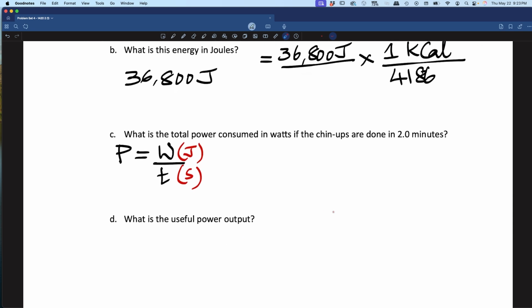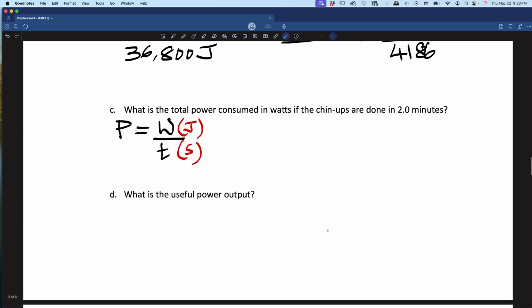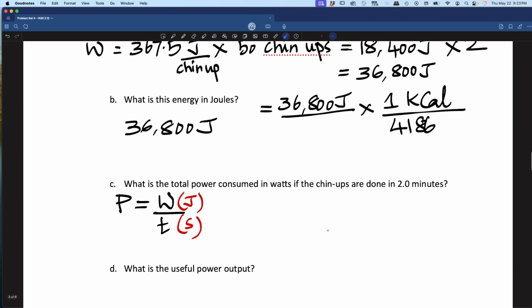What is the useful power output? I want you to look at that and try to get the answer. Well, whatever answer you get for C is the same for D. I have told you now.